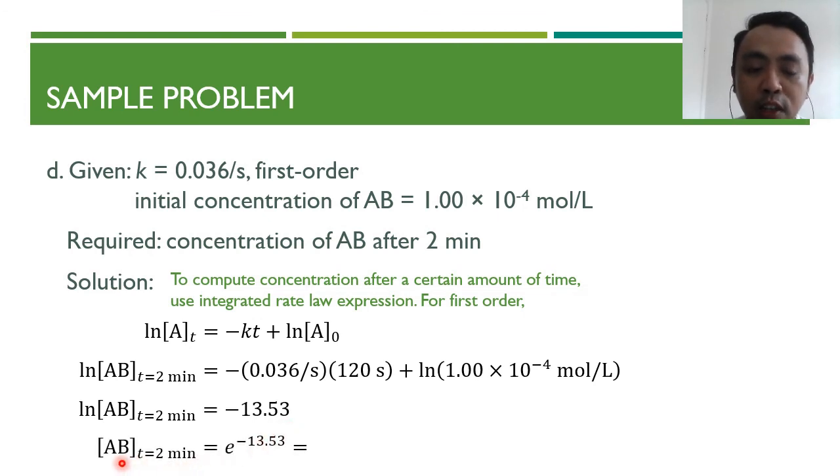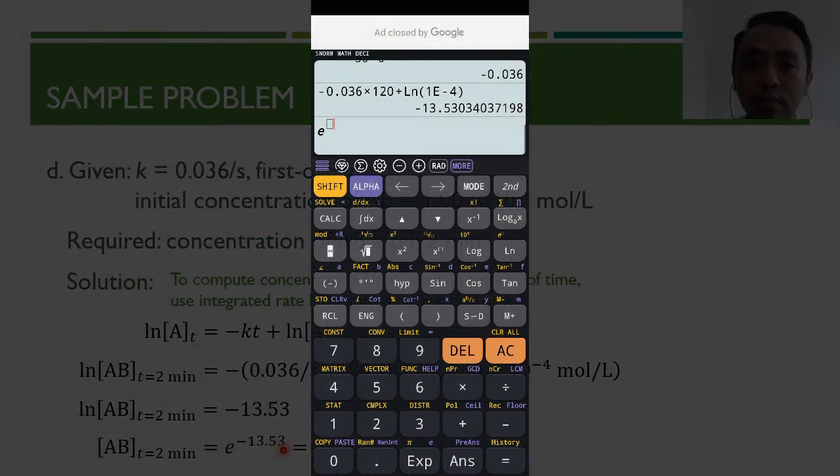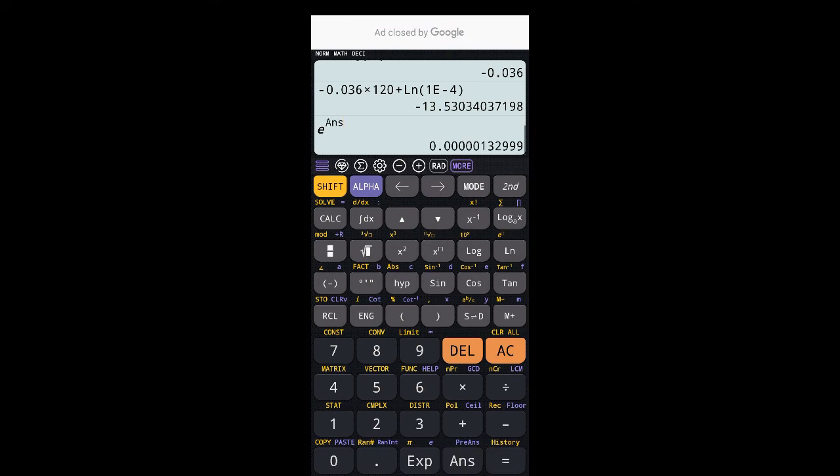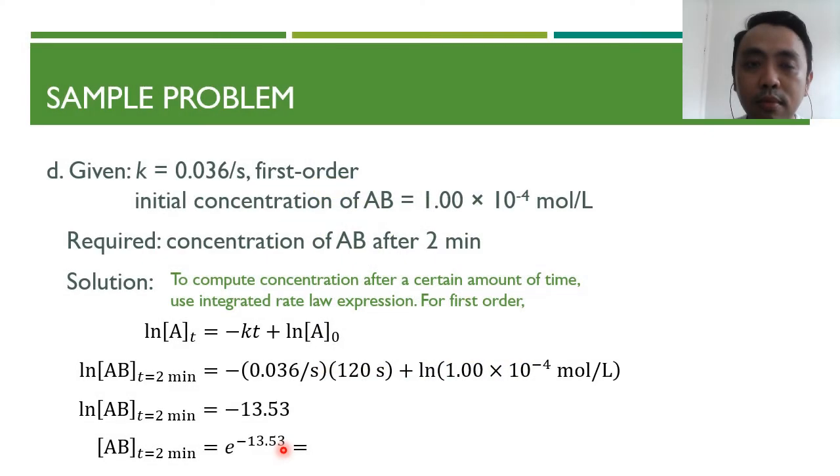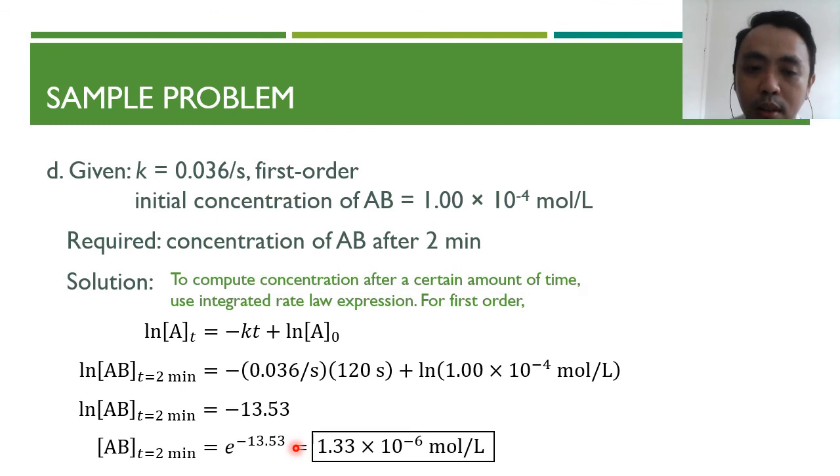Thus, to get the concentration of AB after 2 minutes, we have Euler's number raised to the power of negative 13.53. In the calculator, we will be able to get the following value by inputting the following. The concentration of AB after 2 minutes is now found to be equal to 1.33 times 10 to the power of negative 6 mole per liter.